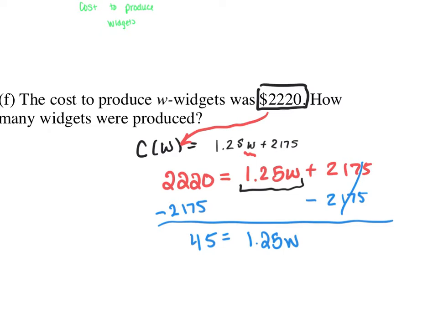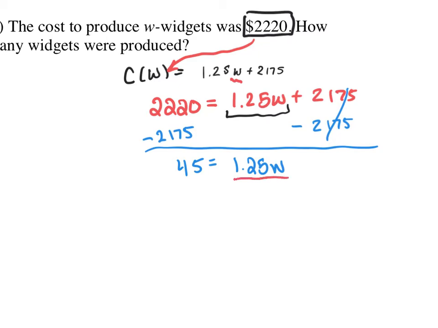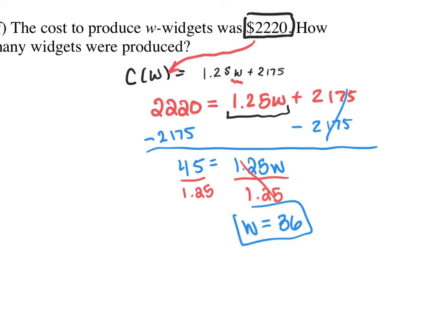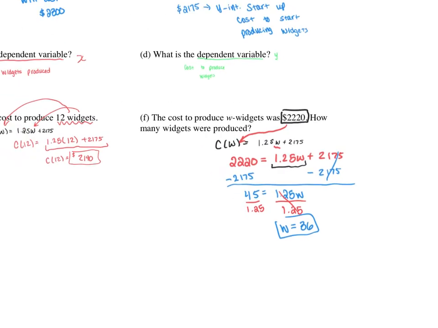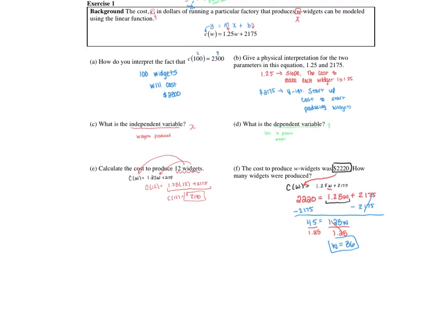Now remember, I always told you that if I don't see an addition sign, a subtraction sign, or a division sign, then it's automatically multiplication. And the only way to get rid of or cancel out multiplication in our class is to divide. So I'm going to divide both sides of my equation by 1.25. When I do 45 divided by 1.25, I get 36. So W is equal to 36. What that means is that it would take 36 widgets, and it would cost $2,220.